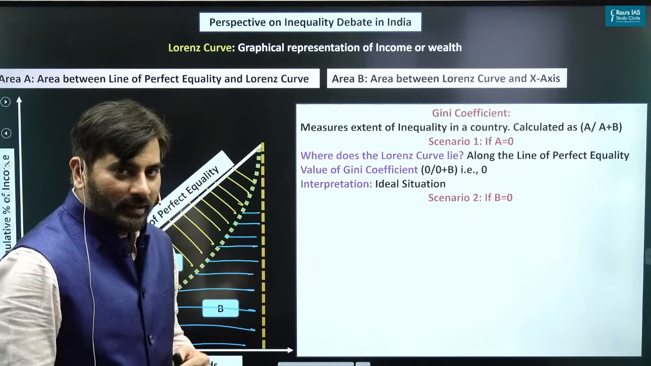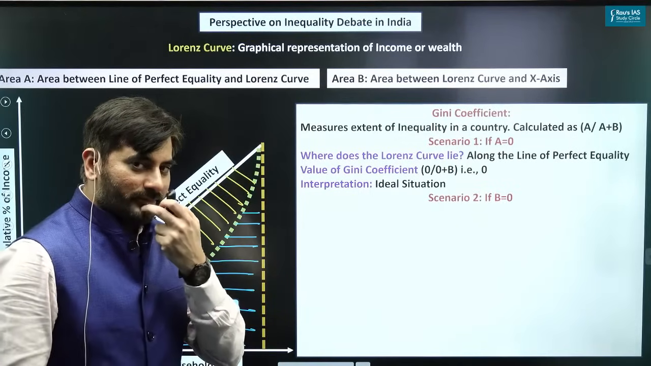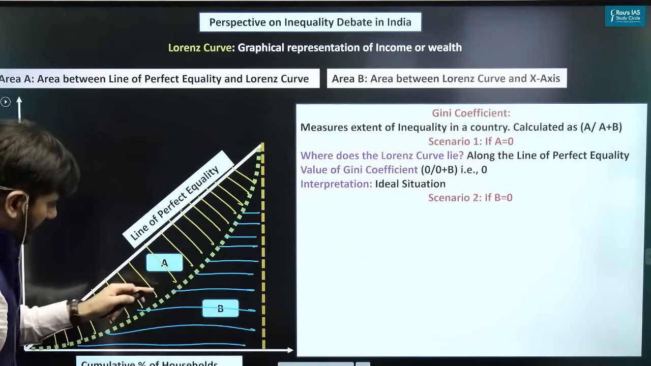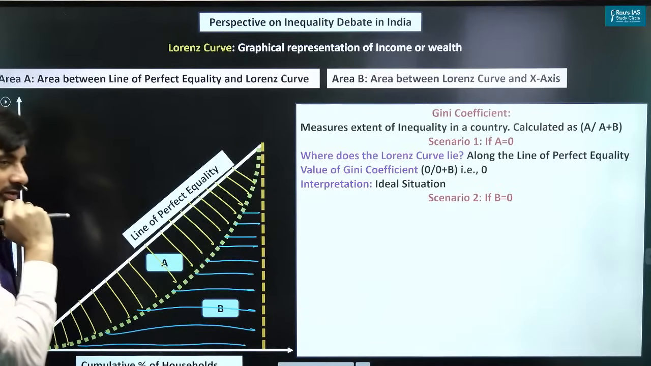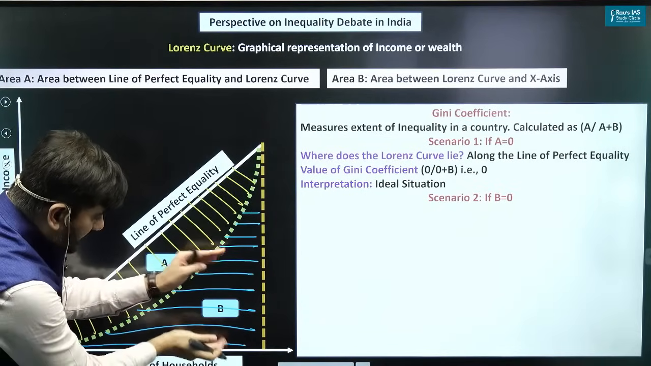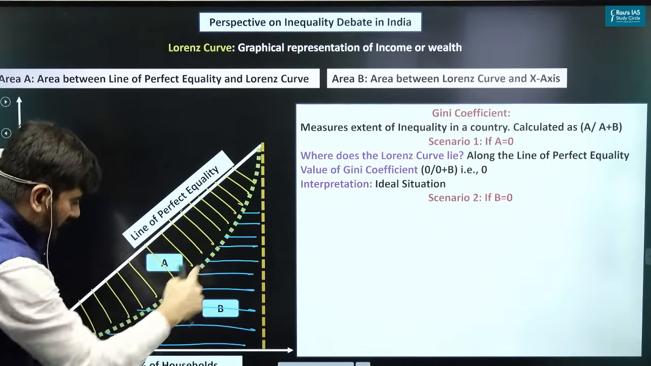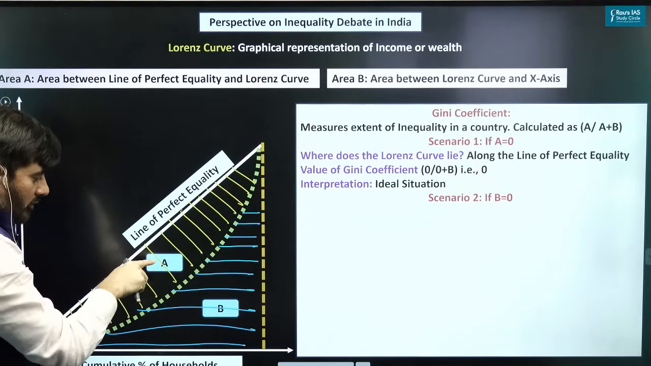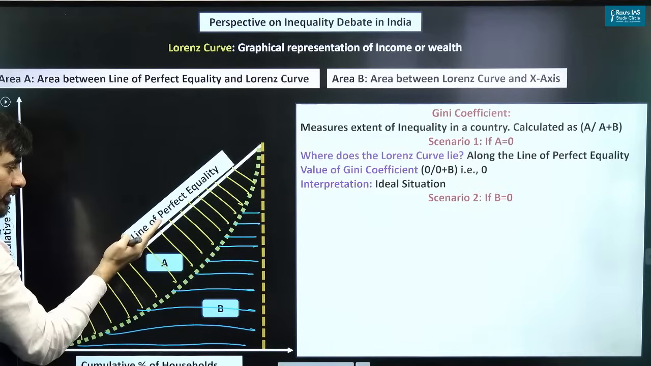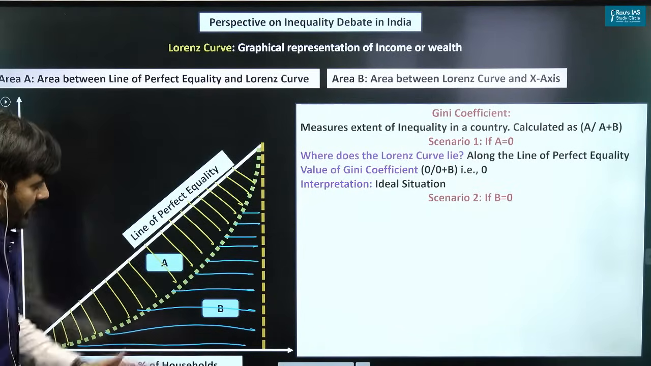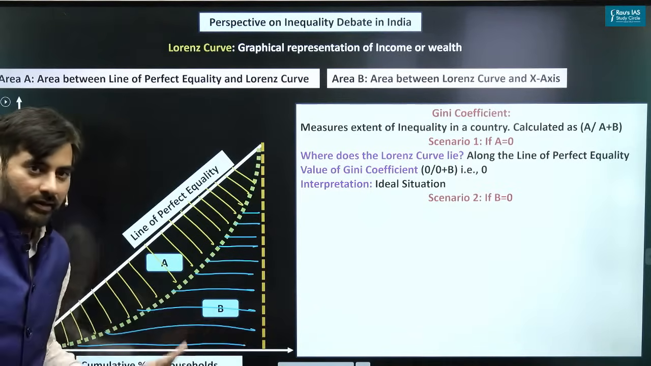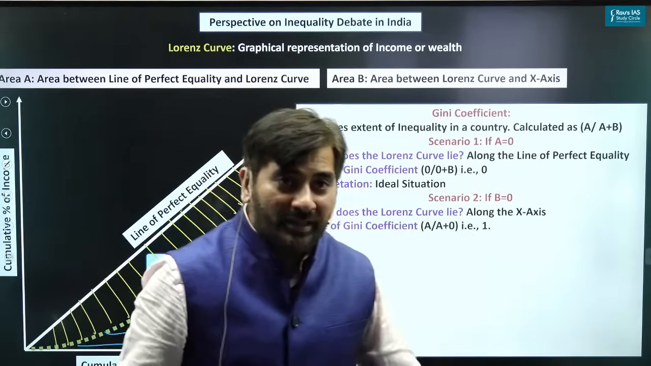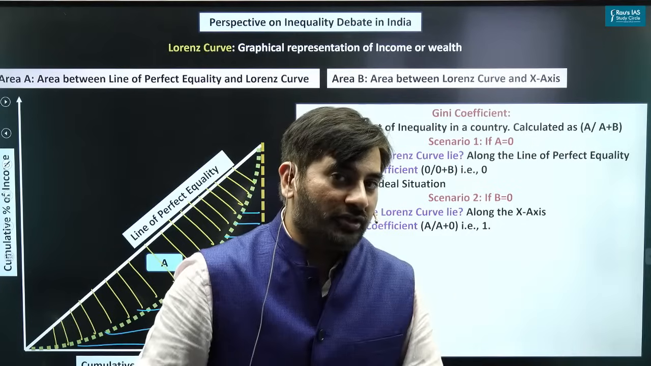Let's see Scenario 2. Scenario 2, B is equal to 0. What is B? The area between the Lorentz curve and the x-axis. This area is equal to 0. That's what I'm saying. The area between the Lorentz curve and the x-axis is equal to 0. What does this mean? Think of this Lorentz curve. Where will this Lorentz curve lie now? When A was equal to 0, the Lorentz curve was along the line of perfect equality. Now we are saying B is equal to 0. So this Lorentz curve will lie along the x-axis, which means now try to calculate the Gini coefficient.